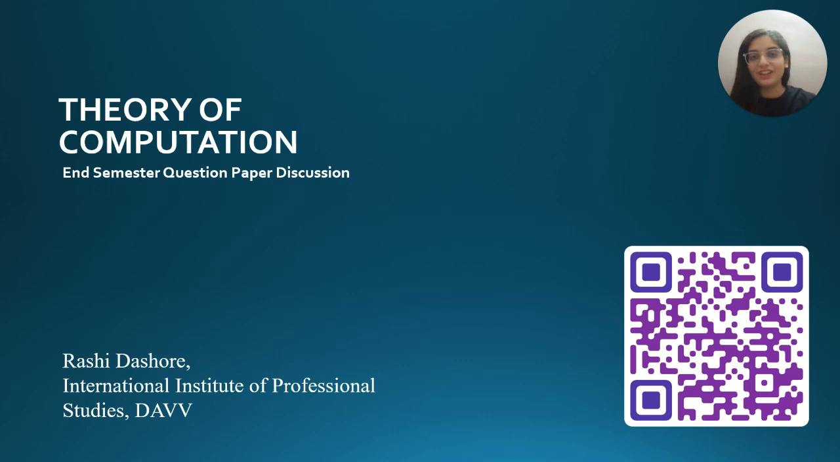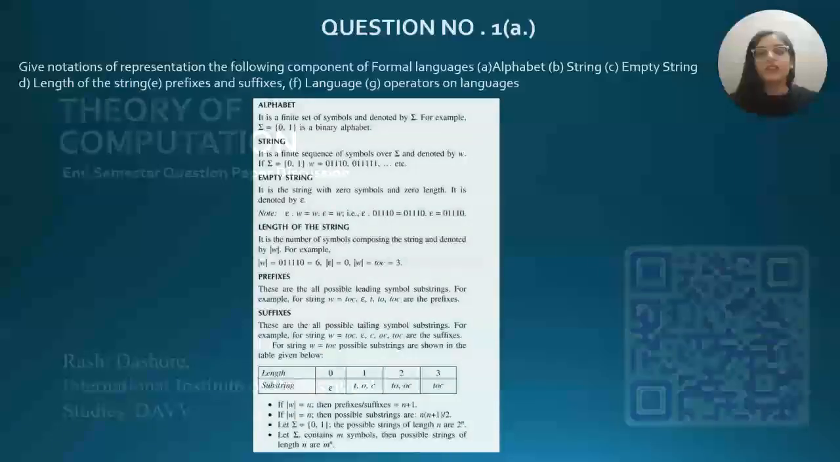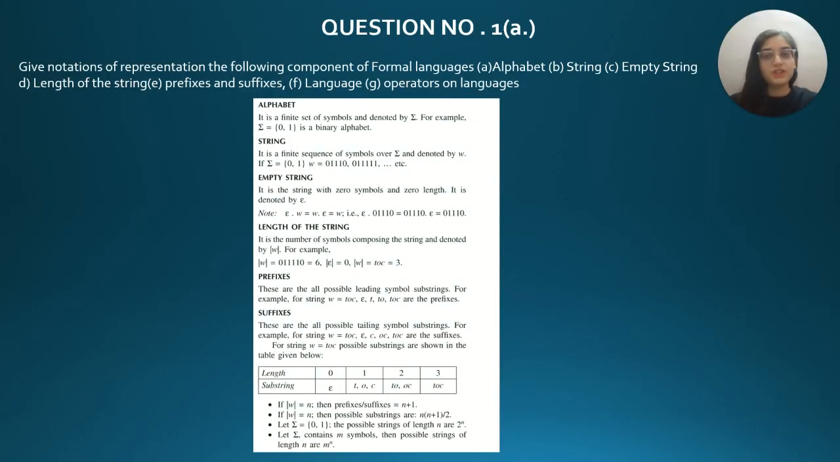So let's get started. The question paper consists of 7 questions and we are going to discuss each one of them one by one. The first part says, give notations of representation of the following components of formal languages. And we have been given some words and we have to define them.